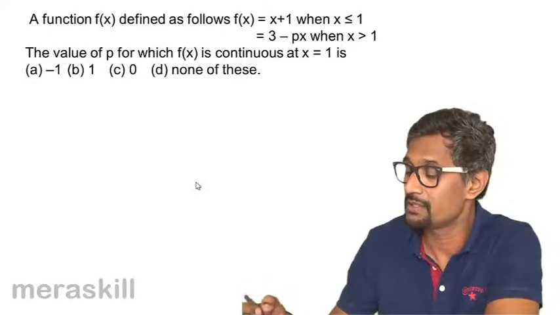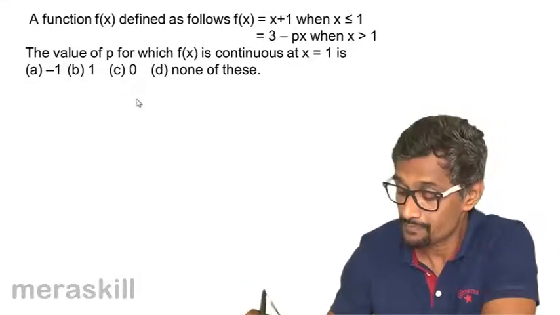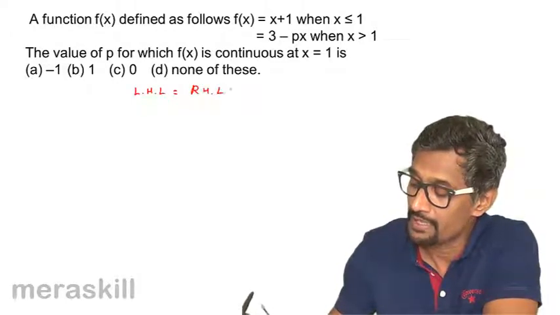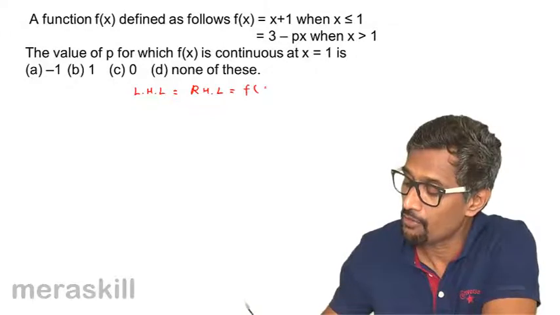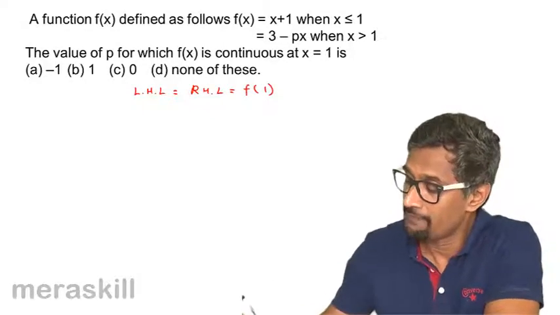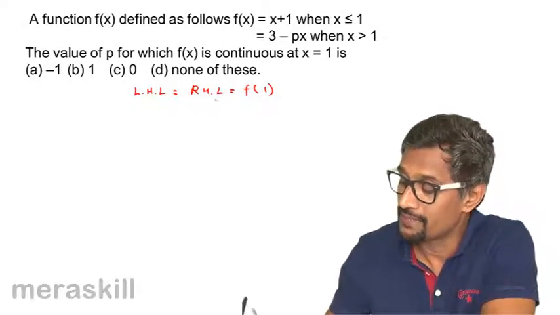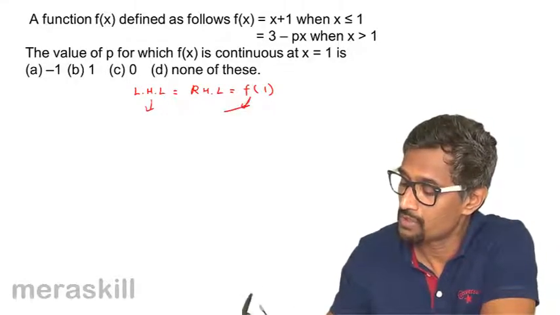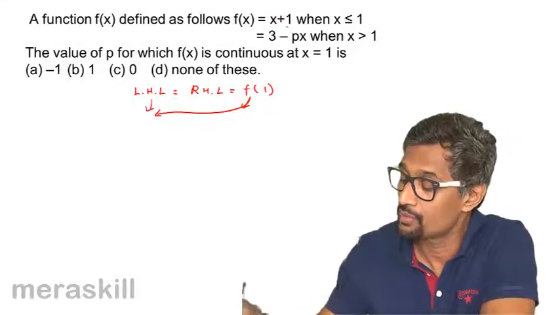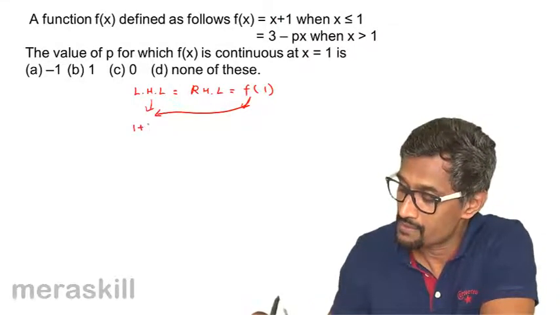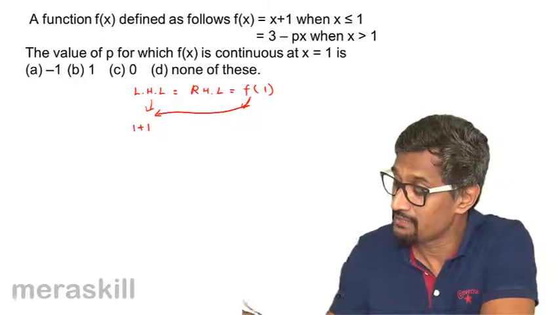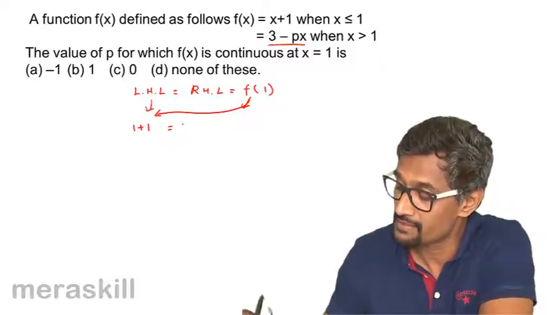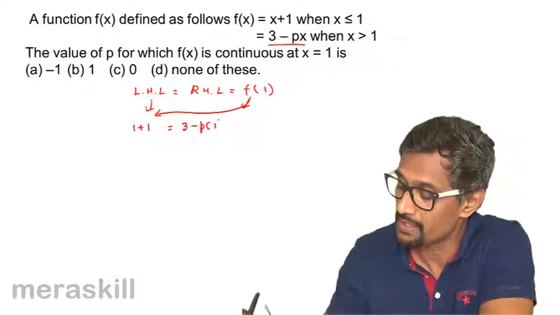So if it is continuous, it means that the left hand limit is equal to the right hand limit, which is equal to f of 1. Now, f of 1 as well as the left hand limit are one and the same because the value is going to be 1 plus 1. And the right hand limit is obtained by considering this function, because this will be the limit when x is greater than 1. So, 3 minus p into 1.